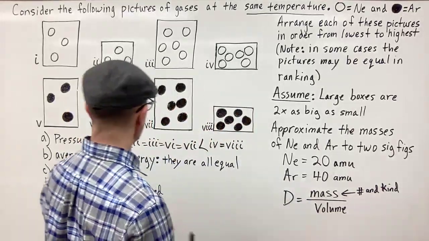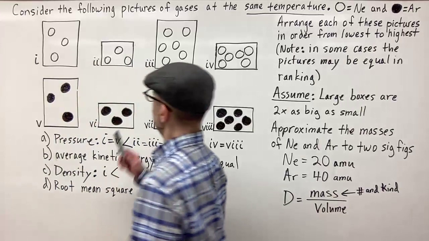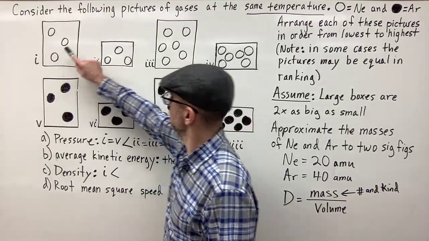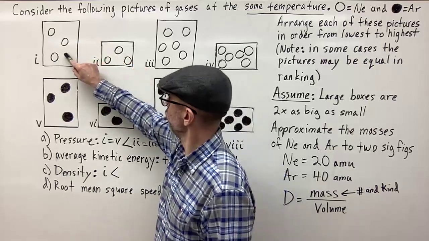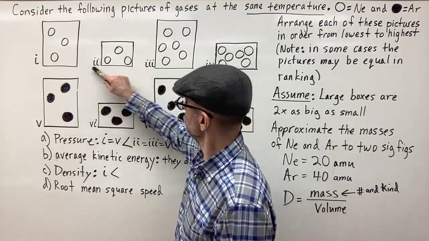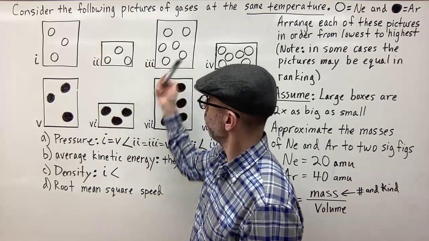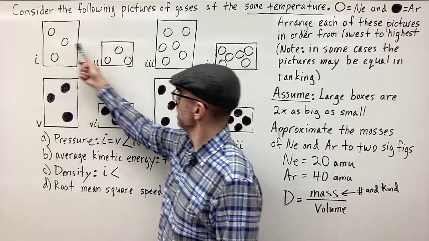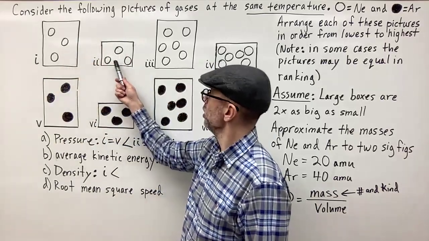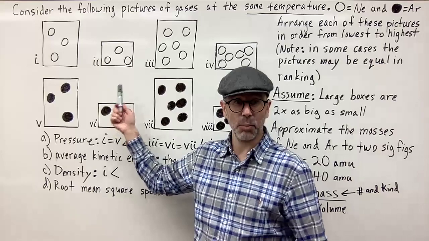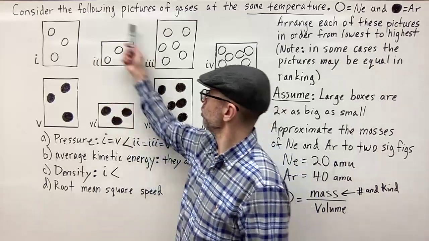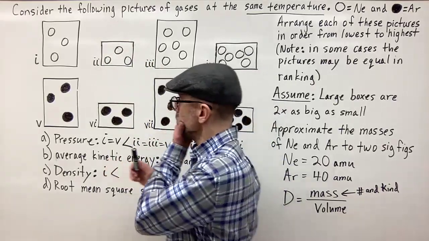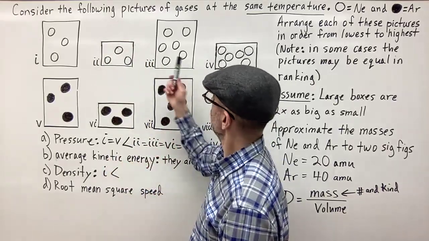Okay, so now what's next? If we look at this one, if we decrease the volume here, then number 2 is going to be more dense than number 3, right? Decreasing the volume, we're going to halve the volume, so therefore the density is doubled. So this is going to be more dense.